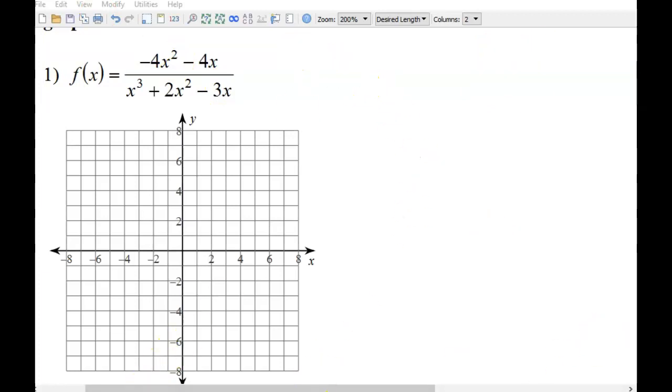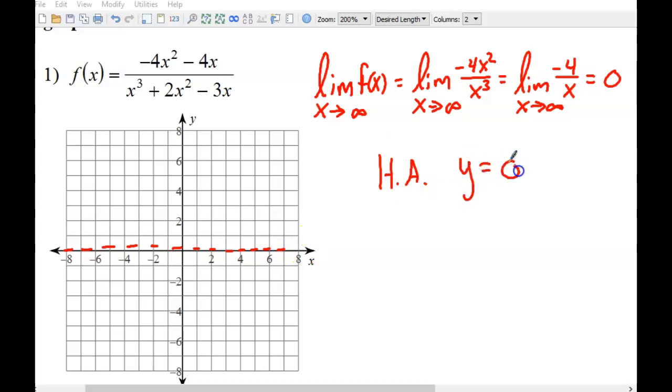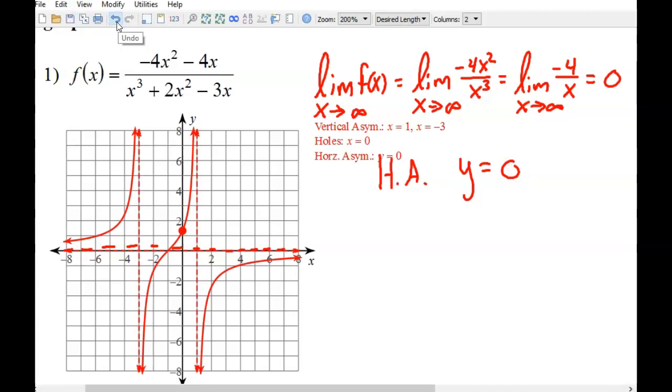Okay, here we go. So here's our setup. The limit of this function at infinity is equal to the limit of its first two terms on the top and bottom at infinity, which reduces to this, negative 4 over x at infinity. And once again, since we have an x in the denominator, the limit we're approaching is 0. And that means we have a horizontal asymptote at y equals 0. And if you guys want to see what the graph would look like for this function, there it is. Okay, let's do a third example.